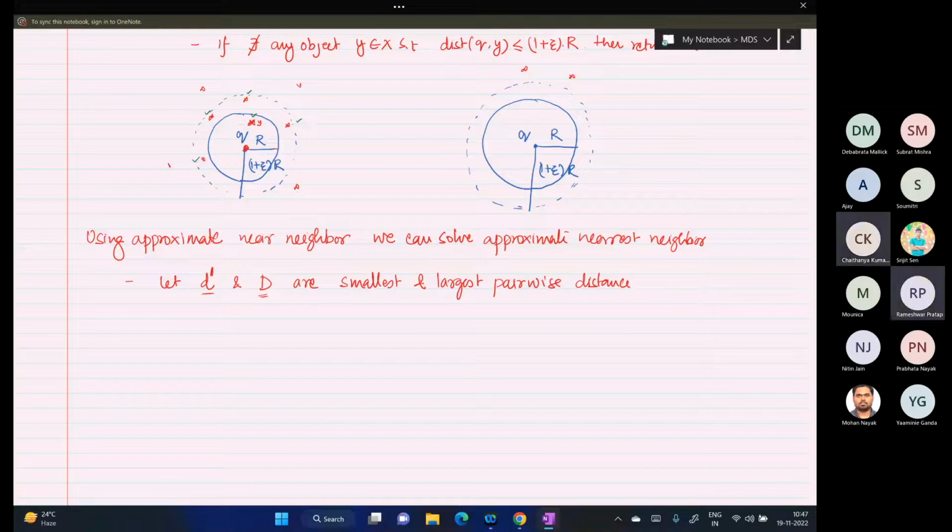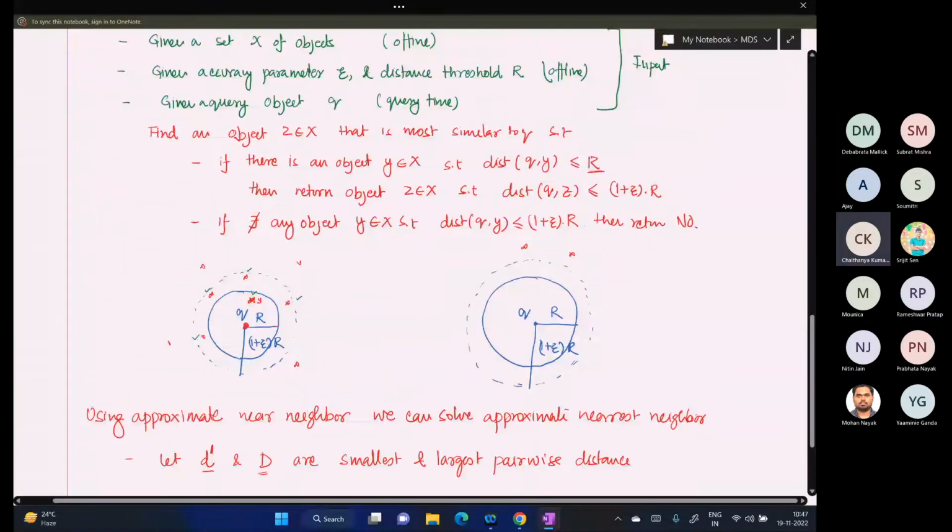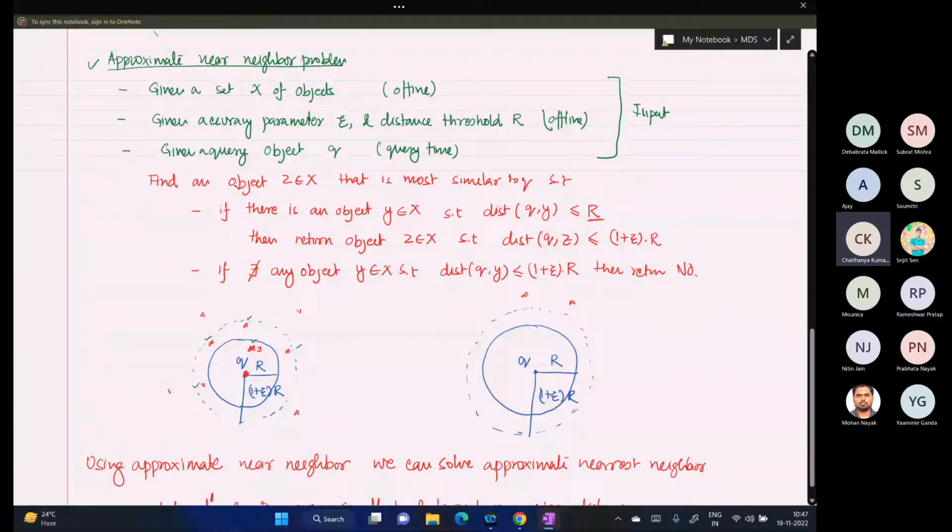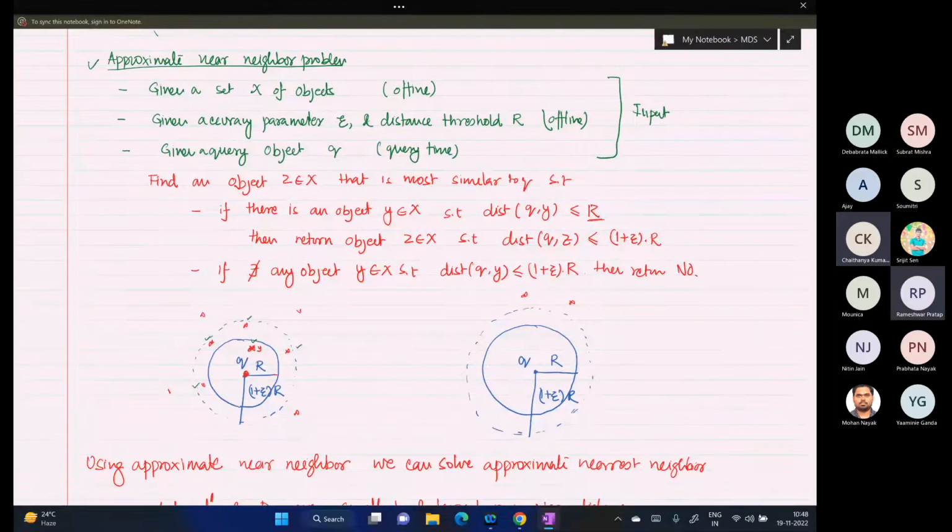Sir, one question. In the approximate near neighbor problem, if there is an object y belonging to X such that the distance of q and y is less than or equal to r, then return the object z such that the distance between q and z is less than 1 plus epsilon times r. And the other condition is the distance between q and y is greater than 1 plus epsilon times r. What about the points between r and 1 plus epsilon r, that region?